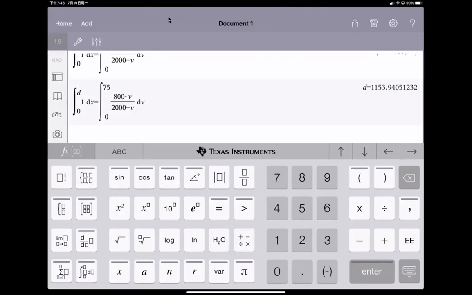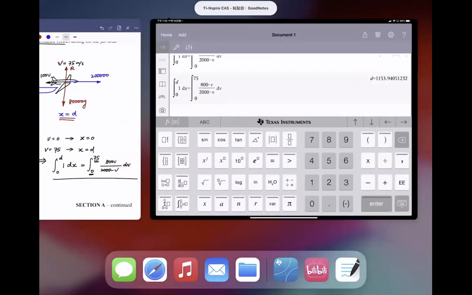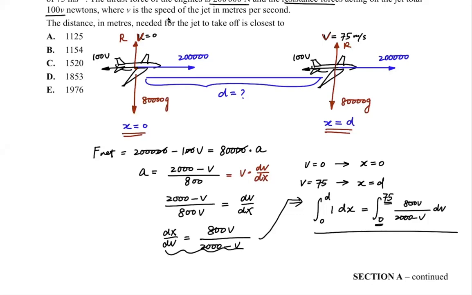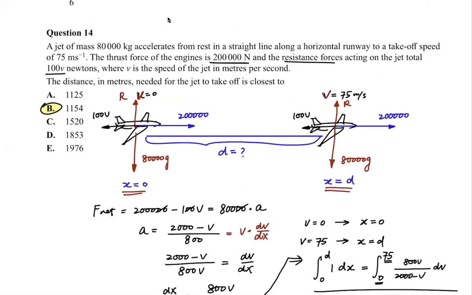1153.94, which is 1154 meters. Looks like option B is correct. Okay.